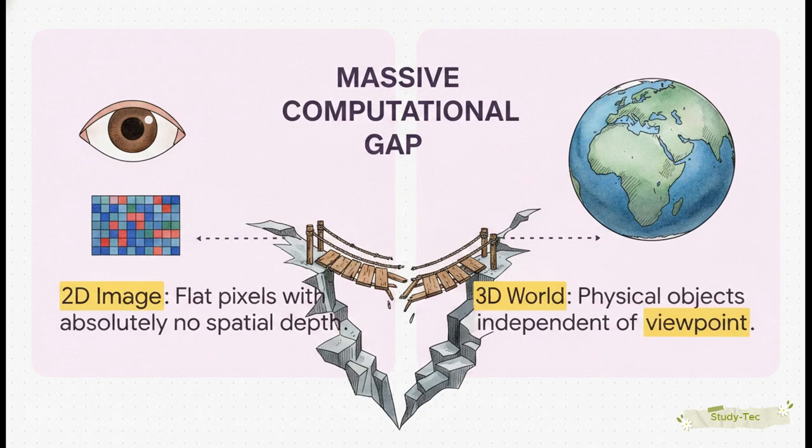On one side, you've got the 2D retinal image, literally just flat pixels of intensity and color, with absolutely zero spatial depth. And then, on the other side, you have the fully realized 3D physical world, which exists independently of wherever you happen to be standing. To get from a flat plane to that full environment, the brain desperately needs an intermediate step. It just can't jump from flat pixels to full 3D objects in one single leap.